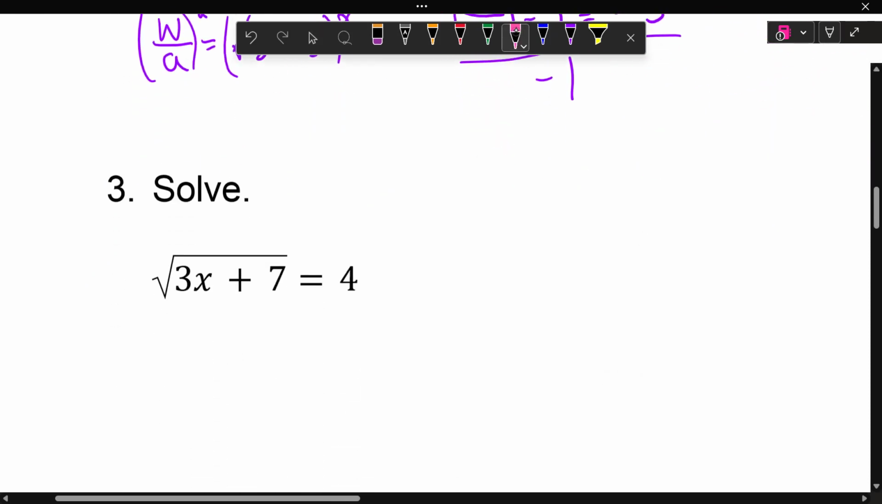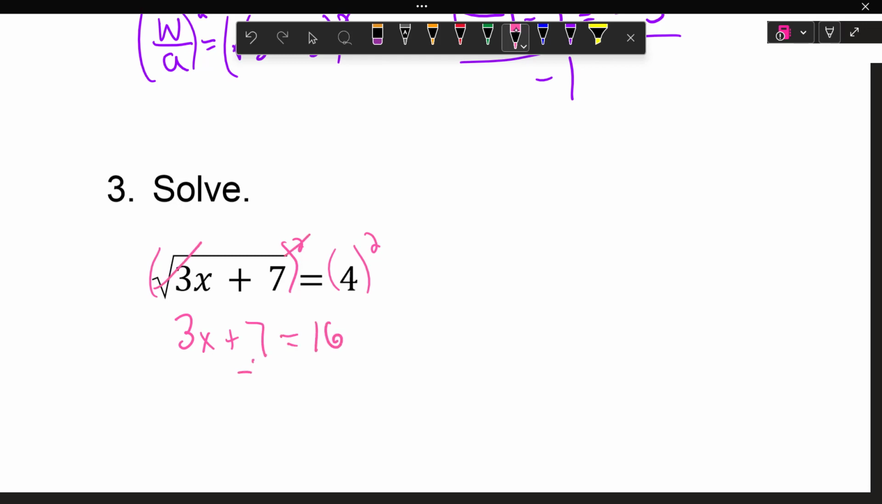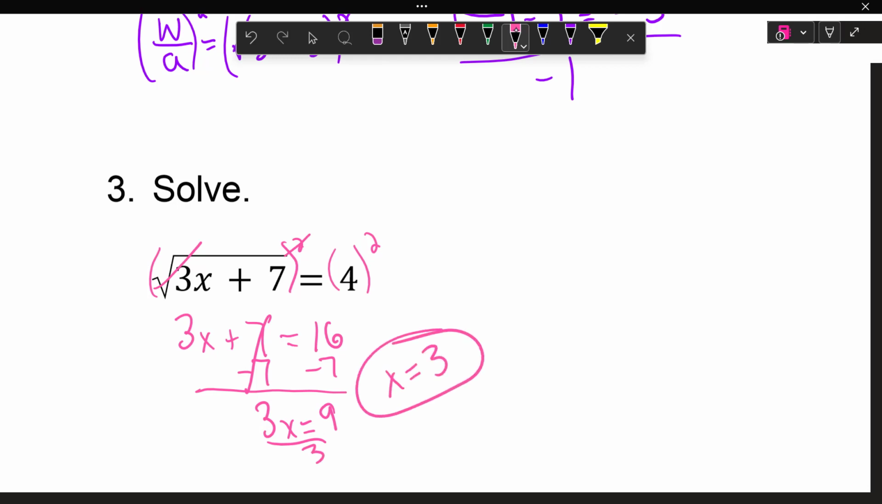Number 3. The square root's by itself already, so we just square both sides. So on the left side, they just cancel out. That's the whole point. And 4 squared is 16. And we subtract 7. 3x equals 9, divide by 3, and of course x equals 3. That one's not too bad. Should be able to do that one fairly easily.